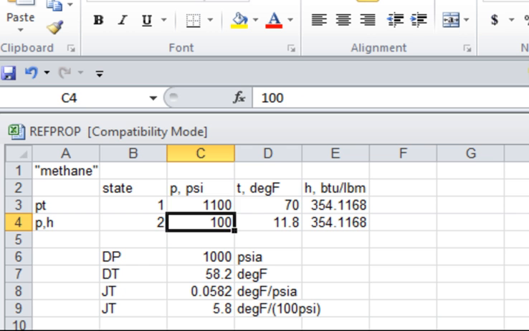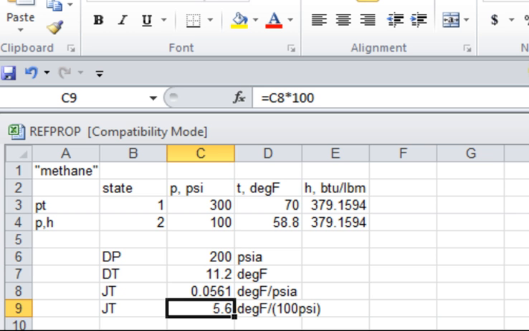What you can do is start changing things. Let's say it went from 300 psi to 100 psi. Well, that's now 5.6.